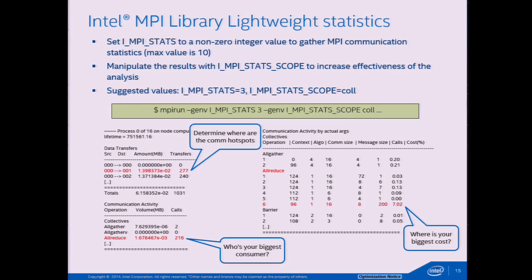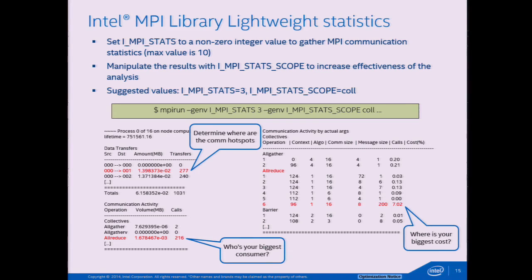So, for example, for each process in my job, this is process 0 from a total of 16, it tells me who I'm the source, who I'm communicating with, and where the majority of my transfers are, right? So where am I transferring a whole bunch of information to? It also provides me information about my collectives, right?